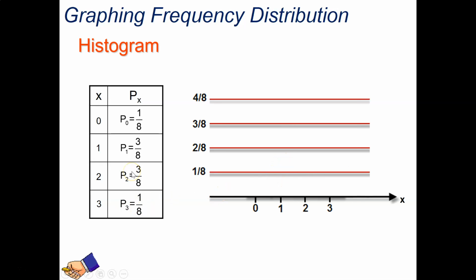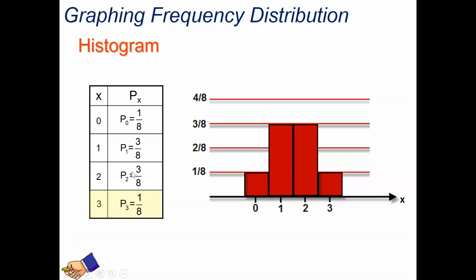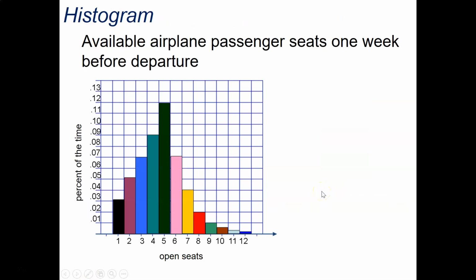So what we're seeing here is that if x represents the number of times that you get heads on 3 coin flips, this shows us there's a 1 in 8 chance that you get 0. There is a 3 in 8 chance that you get 1, and a 3 in 8 chance that you get 2. And then there's a 1 in 8 chance that you get 3.